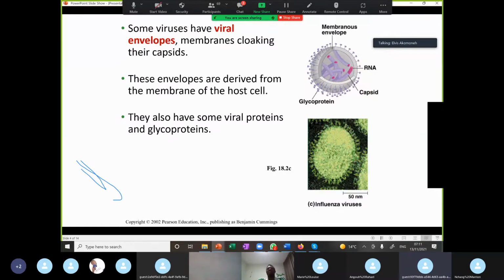In some cases, they might enlarge to include a membrane envelope. So some viruses might have additional protection, a membrane envelope. These ones will generally be resistant to desiccation and so on.